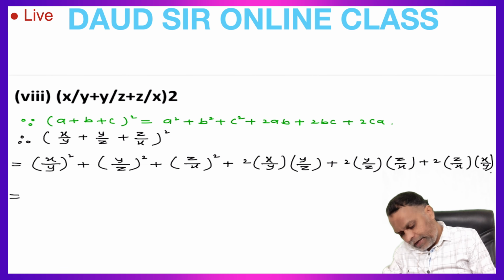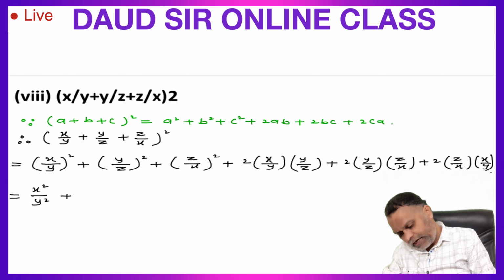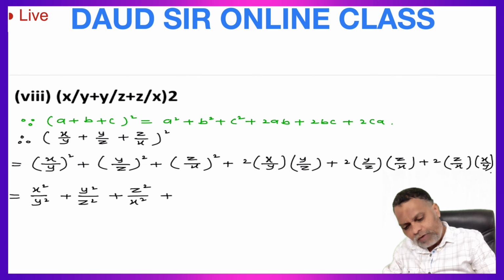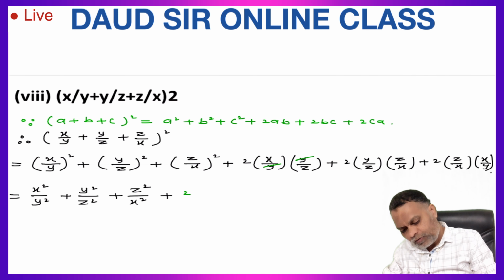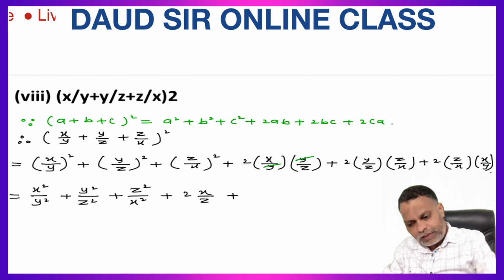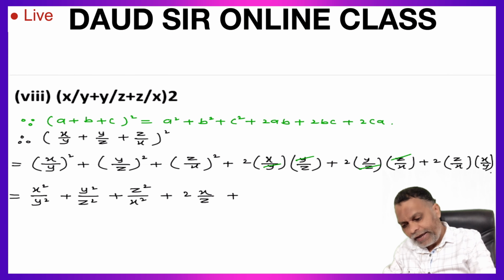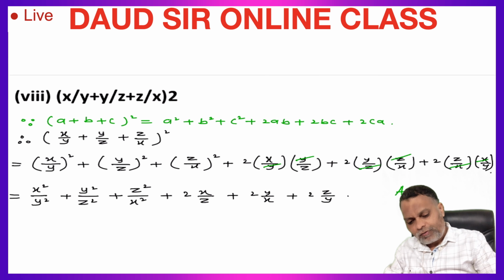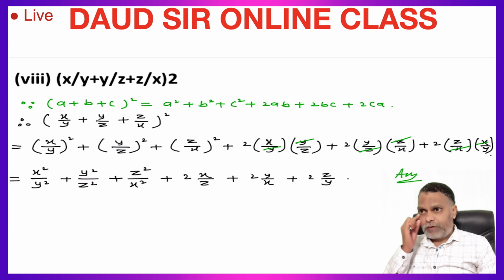which is equal to x square upon y square plus y square upon z square plus z square upon x square plus, this y y cancelled, 2x upon z, plus here this z z cancelled, 2y upon x, plus this x x cancelled, 2z upon y. This is the required expanded form of (x/y + y/z + z/x) whole square.